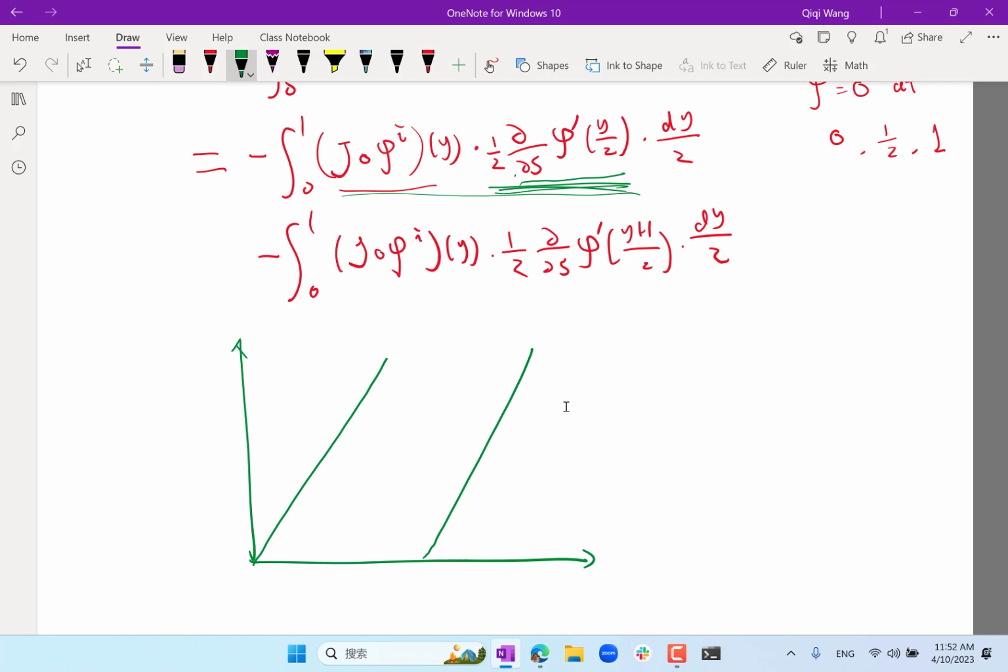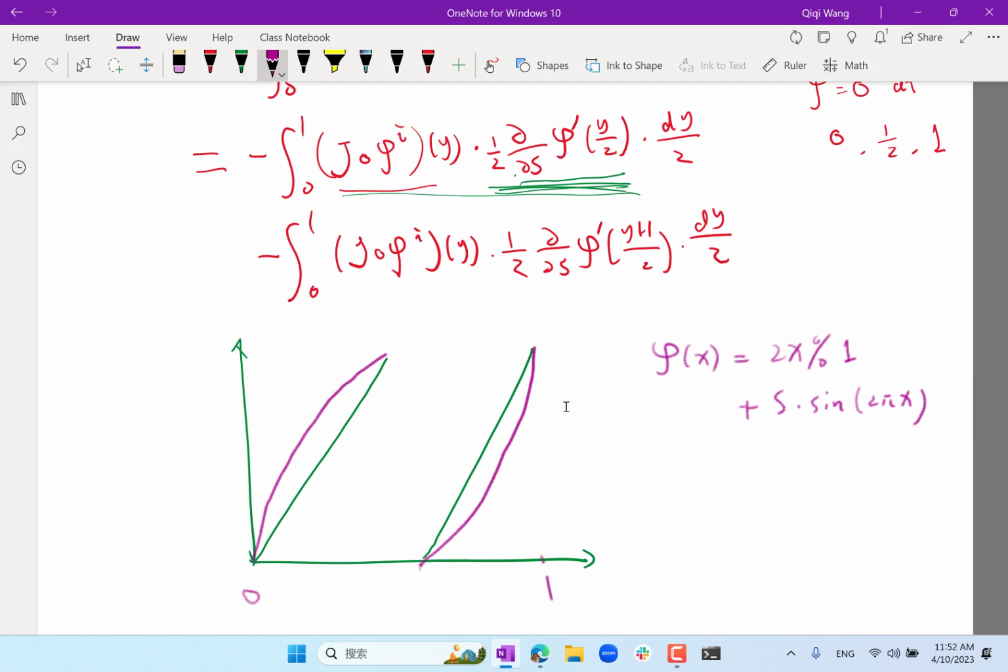So suppose we are perturbing the map upwards on the left branch and downward on the right branch. So this is the result of increasing S from 0 to some finite value, right? We are talking about phi of x equal to 2x mod 1 plus s times a sine function, 2 pi x, right? Or this is the case from 0 to 1. If it goes from 0 to pi, it would be 2x mod pi plus s times sine of 2x. Okay.